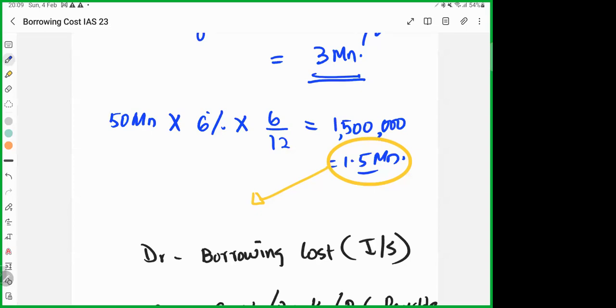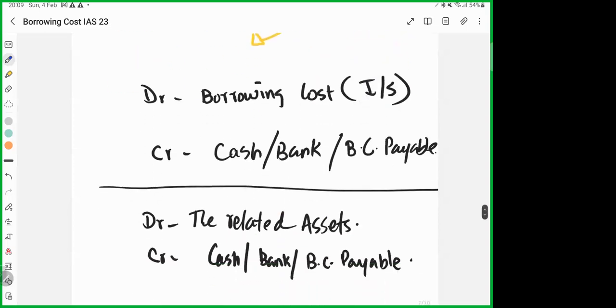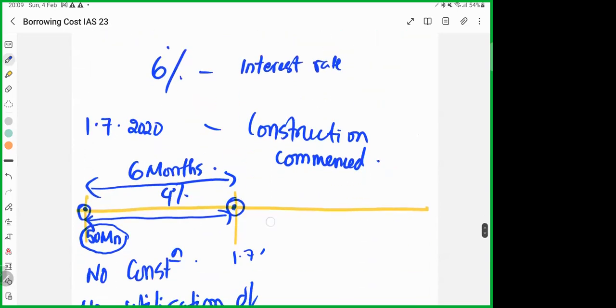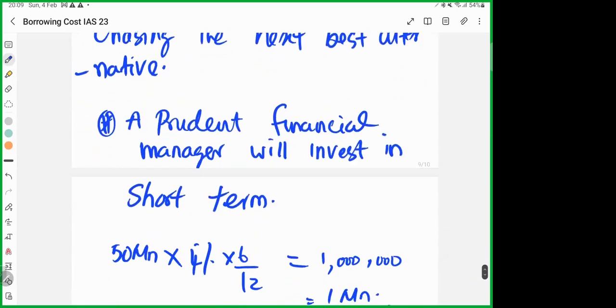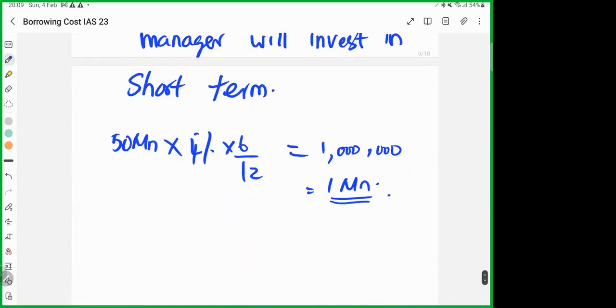But now what is happening? You are investing this 50 million for the first 6 months. So when you invest, this is what? This is income for you, not expense for you. Income.